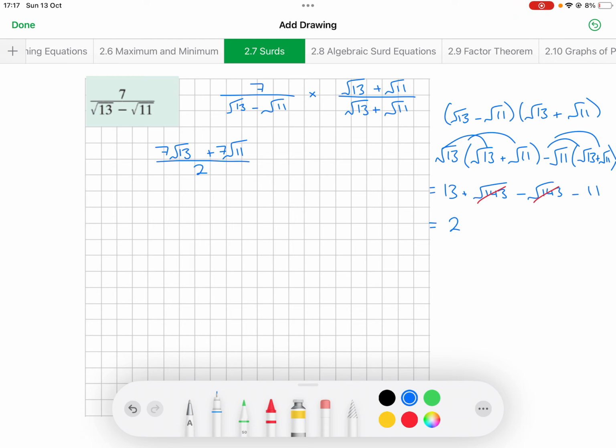So if I have 7 root 13 on the top and 7 root 11, add them together, that's not going to simplify, and it's just over 2, so that's your final answer. So that's all that we can do there.